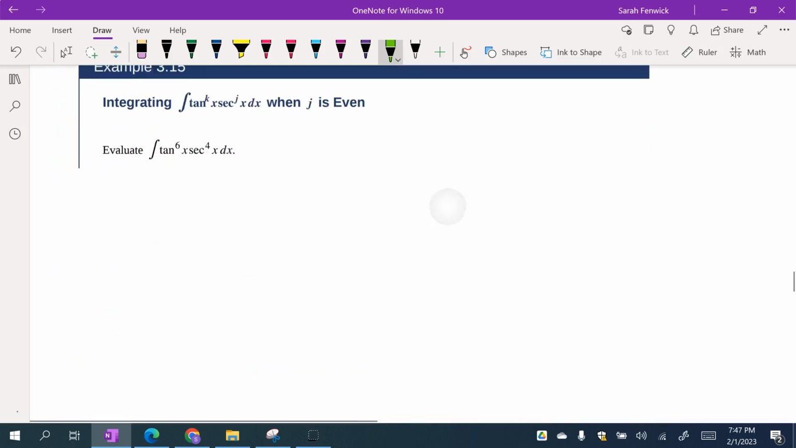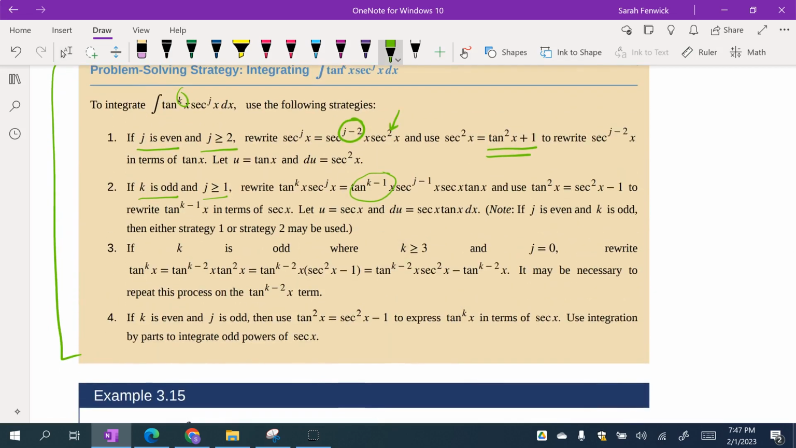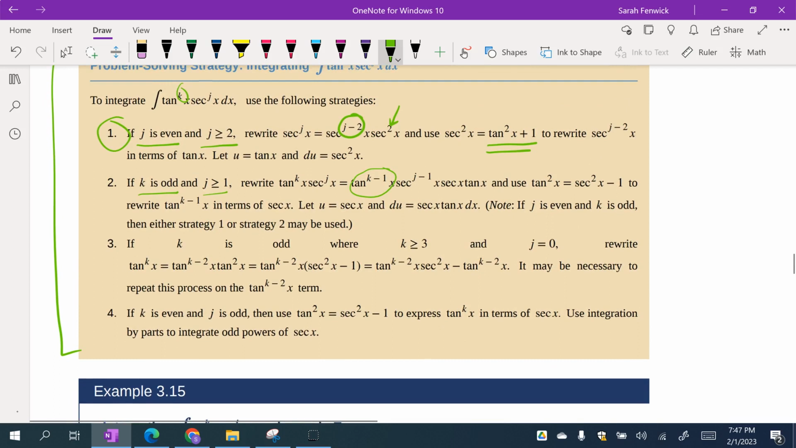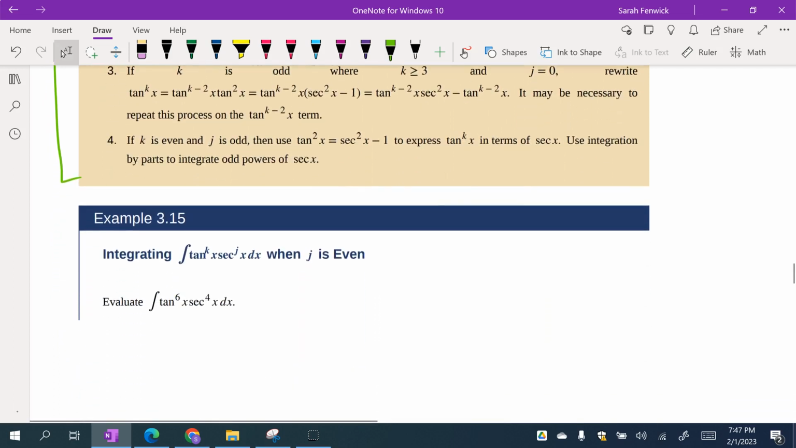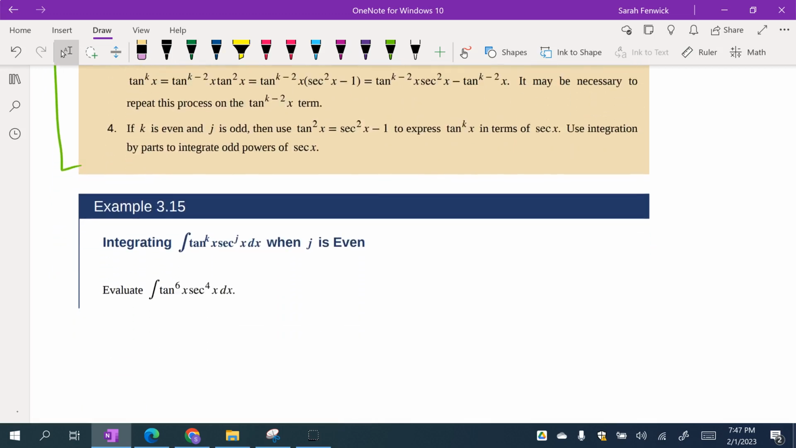Let's look. Tan to the sixth, secant to the fourth. So going up here, j is even, yes. K is not odd. K is even and j is even. So we're going back to the first one. So we're going to take our secant and break it into secant squared and secant squared. Tan to the 6x times secant squared x times secant squared x dx.